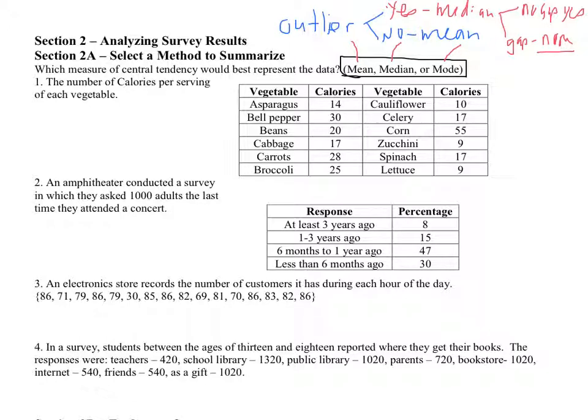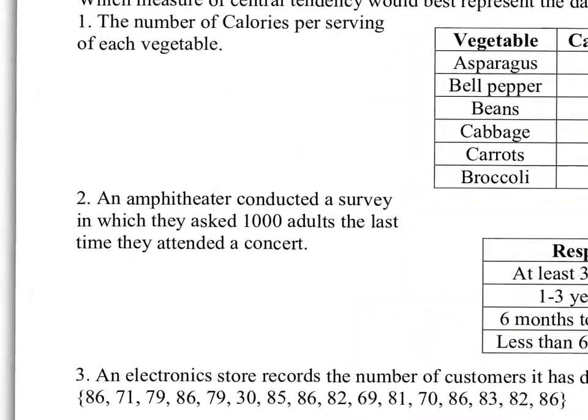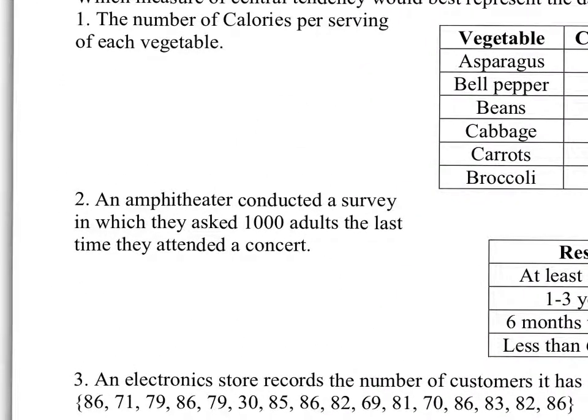So if you look at our numbers here, I'm going to zoom in and write out our numbers in order from smallest to greatest. I'm going to write them out as 9, 9, 10, 14, 17, 17, 17, that seems like a mode, 20, 25, 28, and 30, and then we have 55.